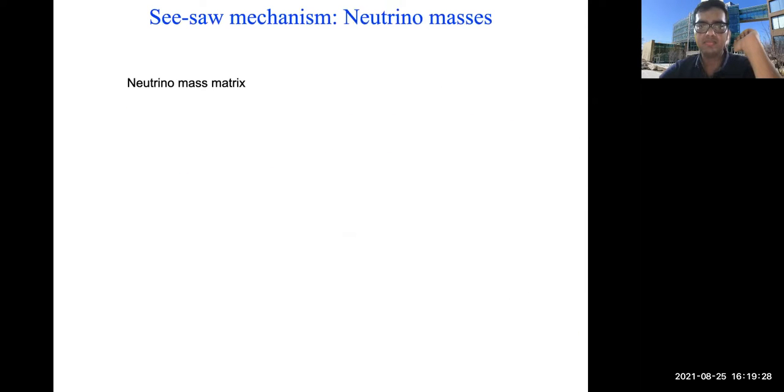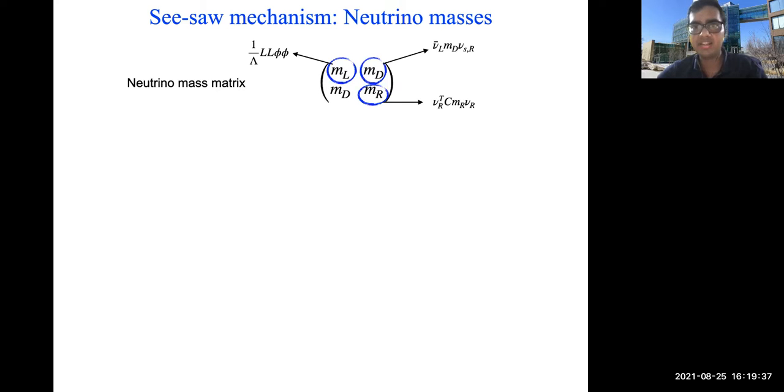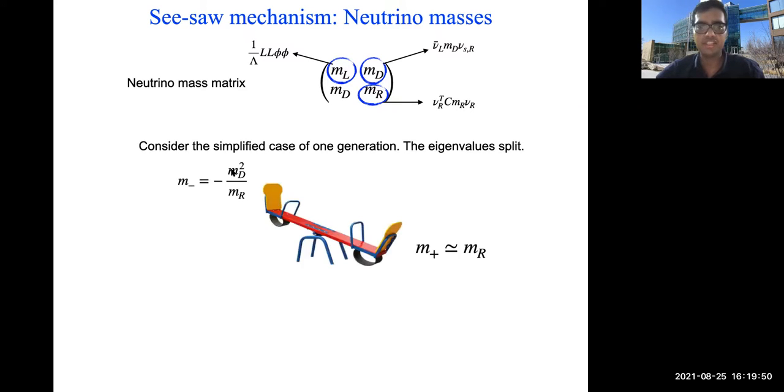And to explain the neutrino mass matrix, one of the favorite mechanisms is the seesaw mechanism. This is the full neutrino mass matrix, where this comes from the Weinberg term. This MD is the Dirac type mass, and this MR is the Majorana neutrino mass term. Consider the simplified case of one generation. The eigenvalues split into a heavier right-handed neutrino state with mass MR and a lighter active neutrino state with a mass MD squared over MR.